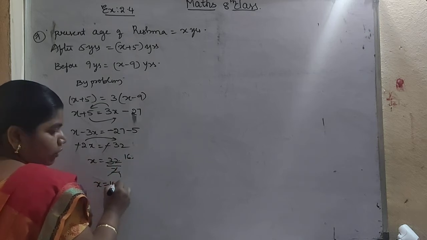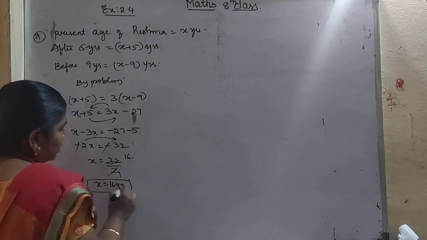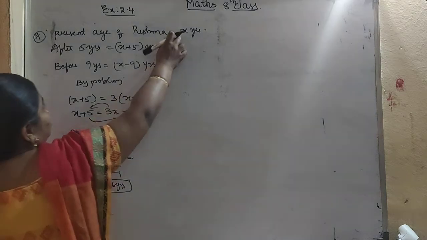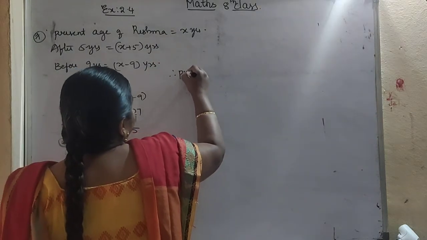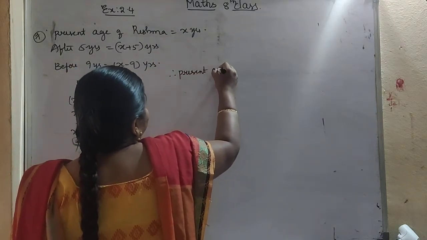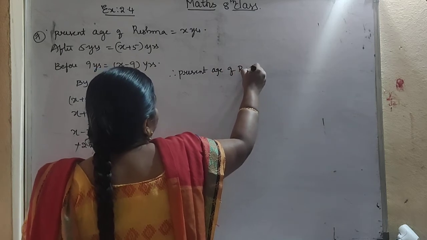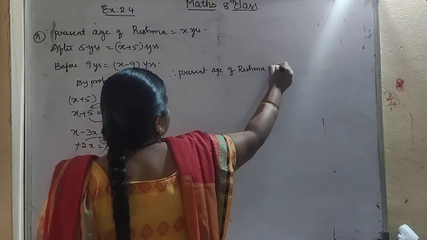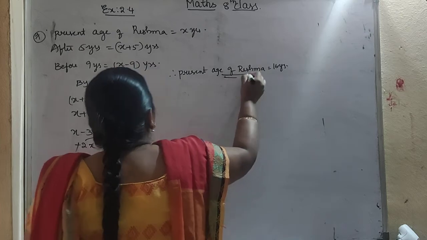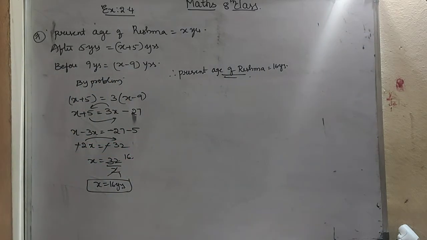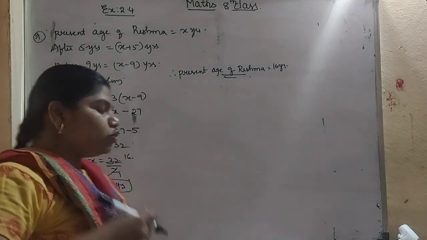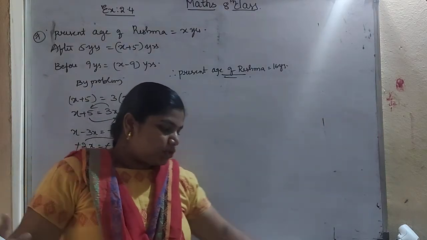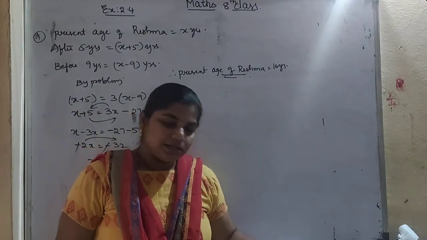So what is the x value now? X value is 16. X is nothing but Reshma's age. What is Reshma's present age? Present age of Reshma is 16 years. So this is our 7th solution. So with this, our exercise 2.4 is completed. In the next class, we will do our next exercise. Thank you.